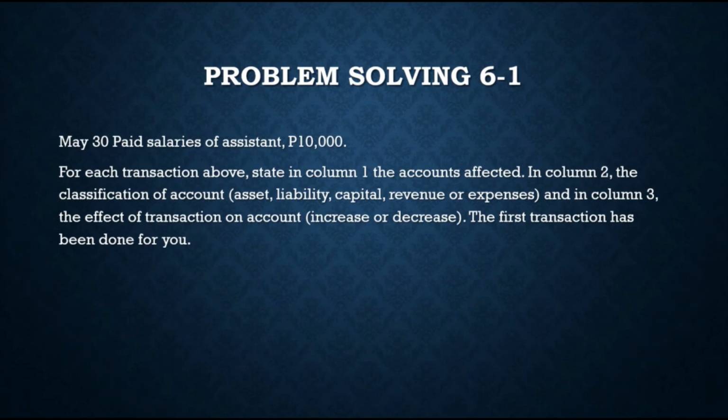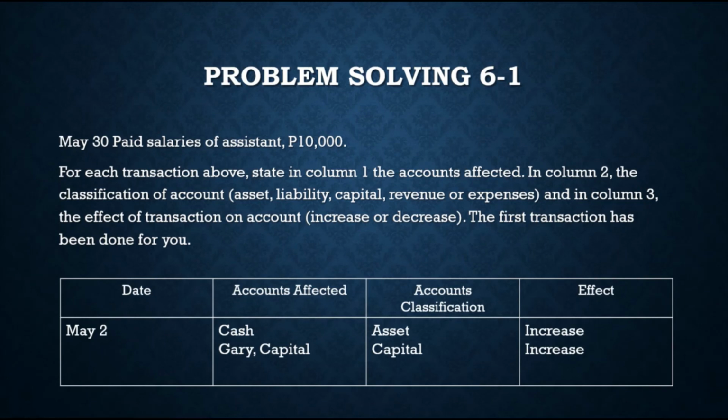So for each transaction above, state in column 1 the accounts affected and in column 2 the classification of account whether asset, liability, capital, revenue, or expenses. And then in column 3, the effect of transaction on account, increase or decrease. So the first transaction has been done for you. So on May 2, the accounts affected are cash and Gary capital, then the accounts classification of these are asset and capital, and then the effect is both increase.